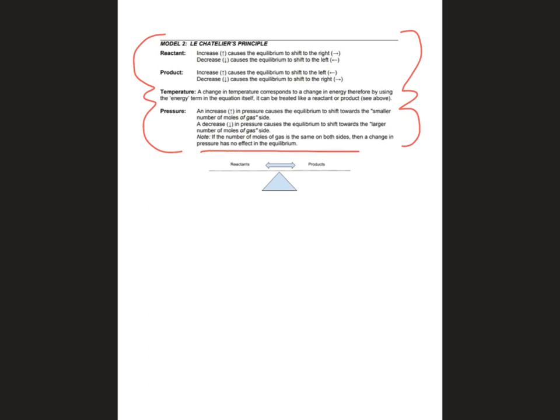So right here I have a representation of a seesaw or a teeter-totter, all right? And on the left side of the teeter-totter, I have reactants. And on the right side, I have products. The double arrow is right here in the middle at the fulcrum, all right? So this represents a reaction at equilibrium, meaning that the teeter-totter is perfectly balanced left and right, okay?